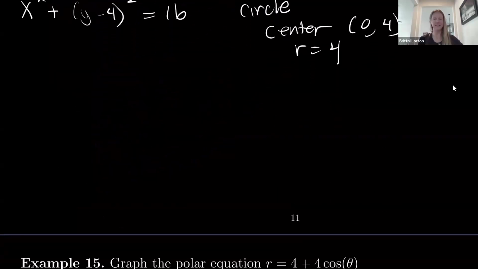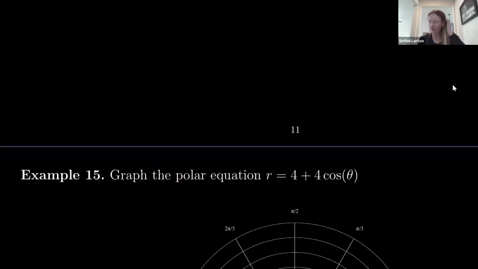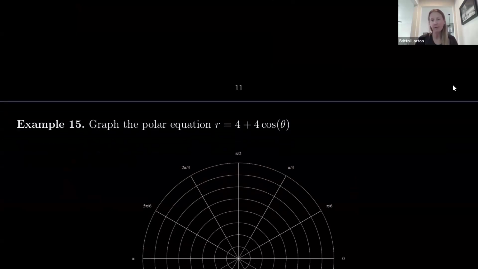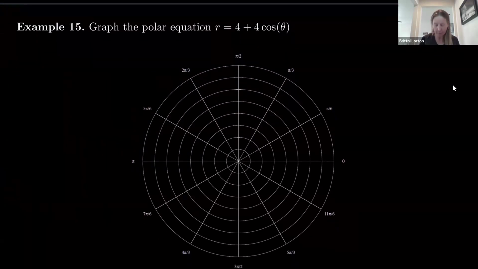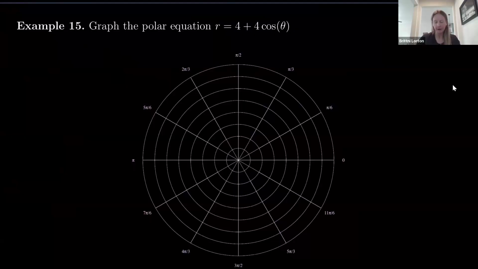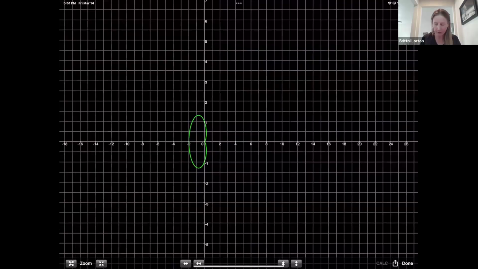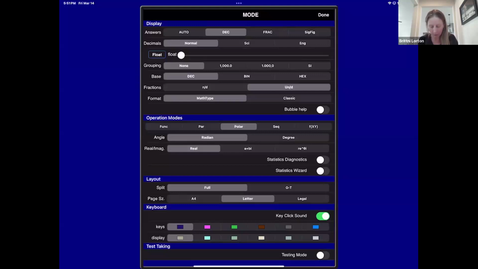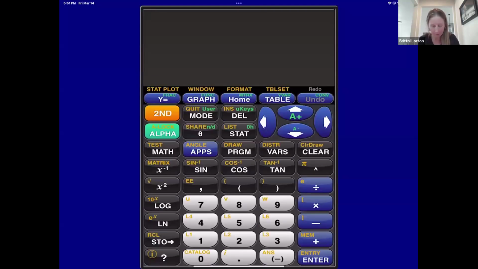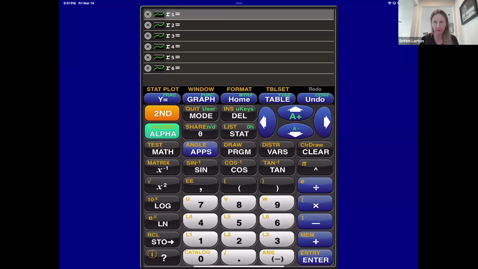All right, let's do a little bit more. I'm going to do a couple more graphs. What I'm going to do now, though, is that now that you've seen how to graph that, I'm going to use my graphing calculator to graph this equation: 4 plus 4 cosine of theta. So I'm going to go to my graphing calculator. Make sure you've changed your mode to be in polar coordinates. And then when I go to my y equals, it might look a little something like this.